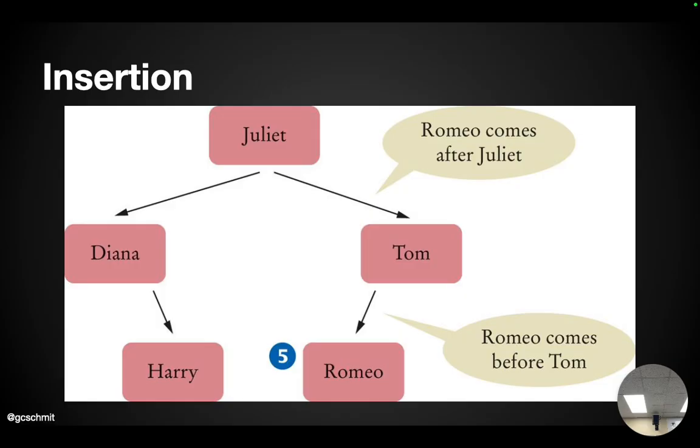We'll compare Romeo to Tom. If Romeo is less than Tom, it is. We'll go left. But if there is no left child, then that's where we'll put the new node. That's how we do the insertion. So let's write that code.